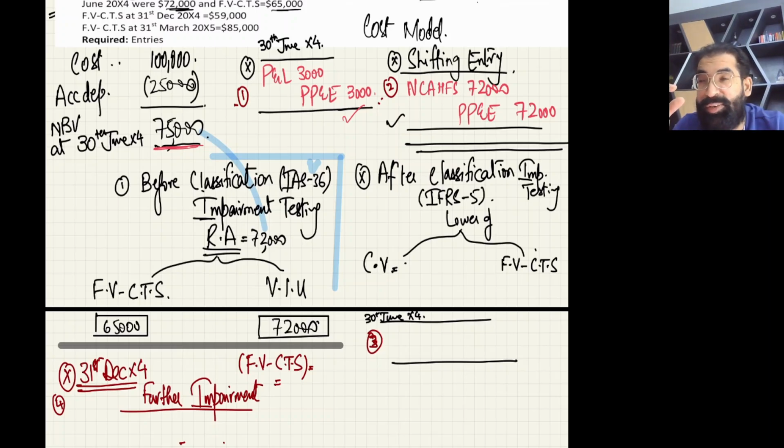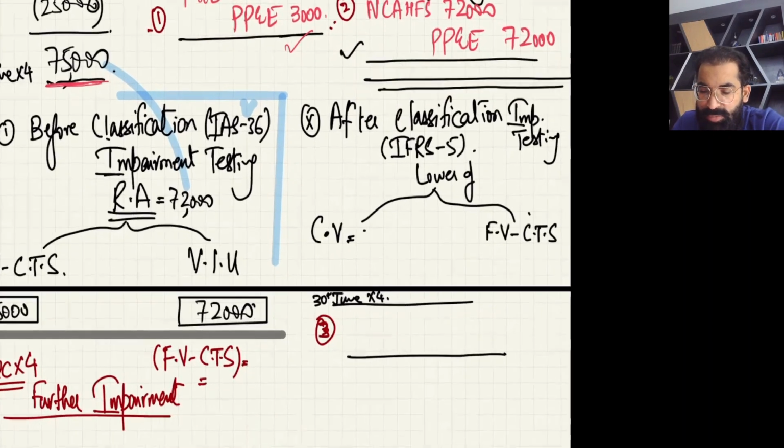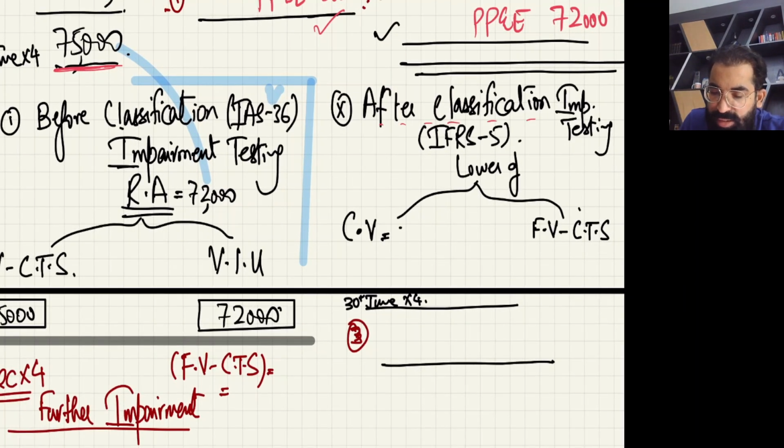And now we are in the bubble of IFRS 5. Now we are in the world of IFRS 5. In the world of IFRS 5, after classification as held for sale, there is impairment testing according to IFRS 5, and IFRS 5 is very simple. It says one thing: record the asset at the lower of carrying value, which was 72.